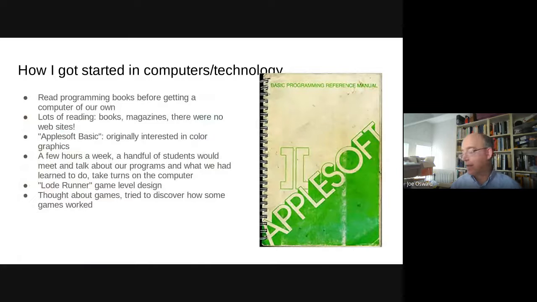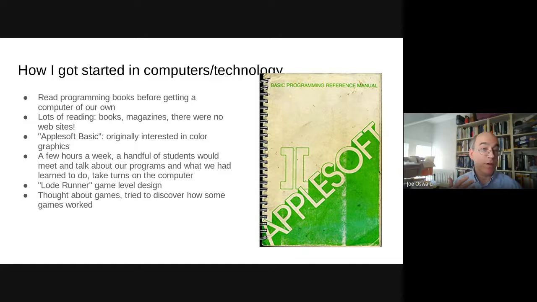And some of the things that I did, really, I read a lot of programming books before getting a computer of my own, lots of books and magazines. One important thing is that at that time, there was no Google. There were no websites. If you wanted to learn about the computer, you had to find a piece of paper with information on it and read it, or you had to play with the computer and discover it on your own.